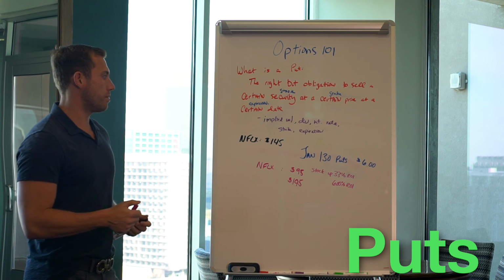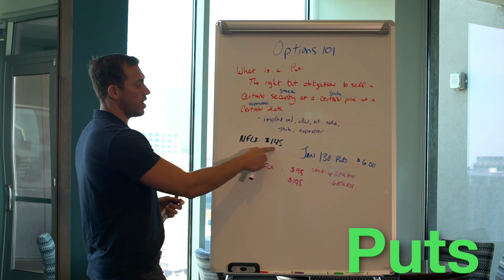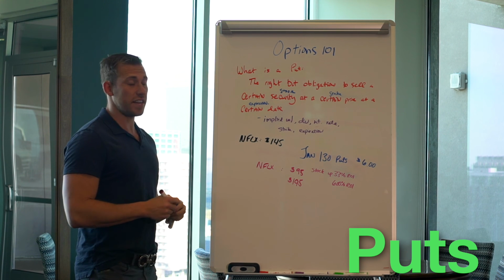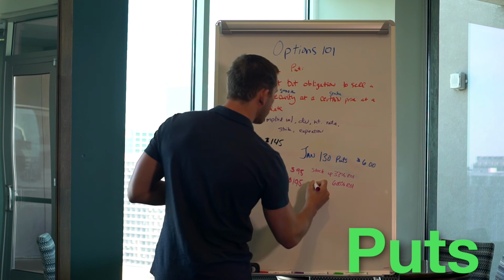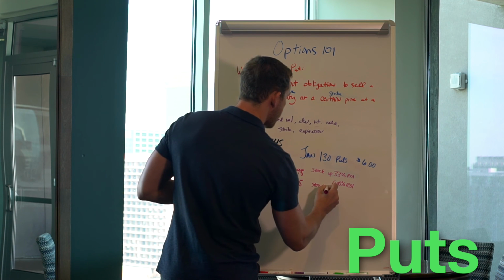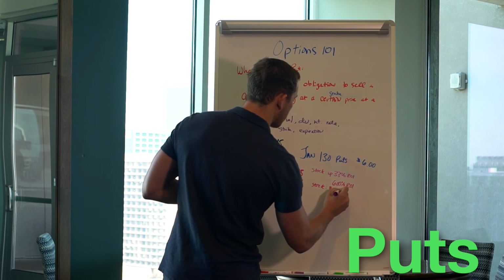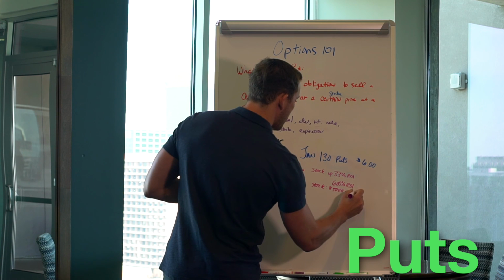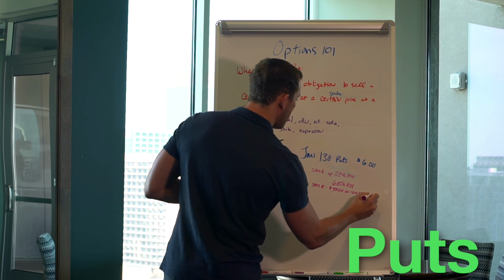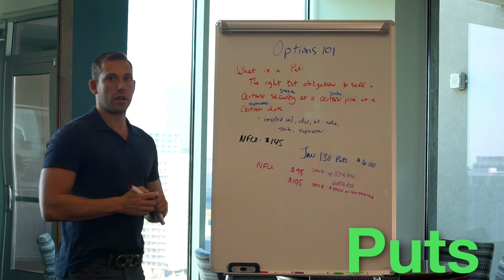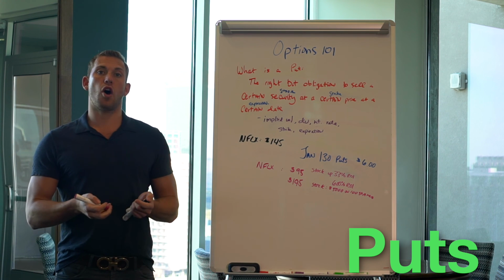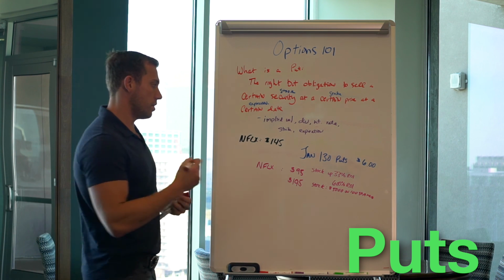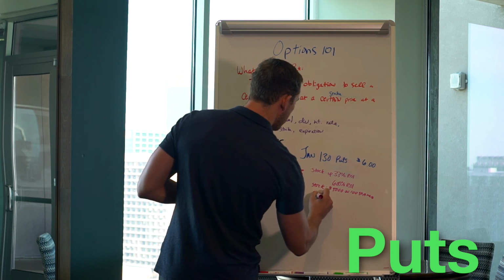Let's say the stock goes up. If I shorted the stock here, I would have lost $50, which is $5,000 on 100 shares. And if I bought the puts, all I can lose is the amount I paid for the put. So I would have only lost $600.